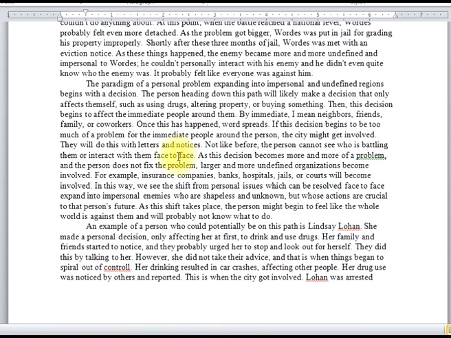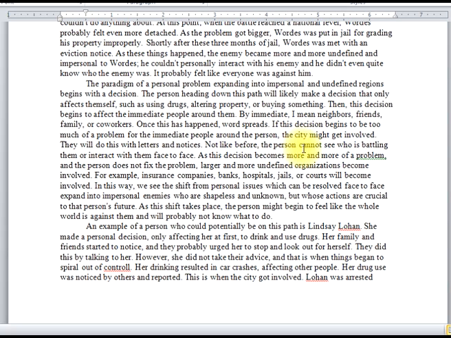Now, at the third section, you had to try to find the pattern and abstract it and generalize it, right? And that's what the student tries to do. The paradigm of a personal problem expanding into impersonal and undefined regions begins with a decision. The person heading down this path will likely make a decision that only affects themselves, such as using drugs, etc. Then this decision begins to affect the immediate people around them. By immediate, I mean neighbors, friends. Okay, once this has happened, word spreads. If this decision begins to be too much of a problem, the city might get involved.